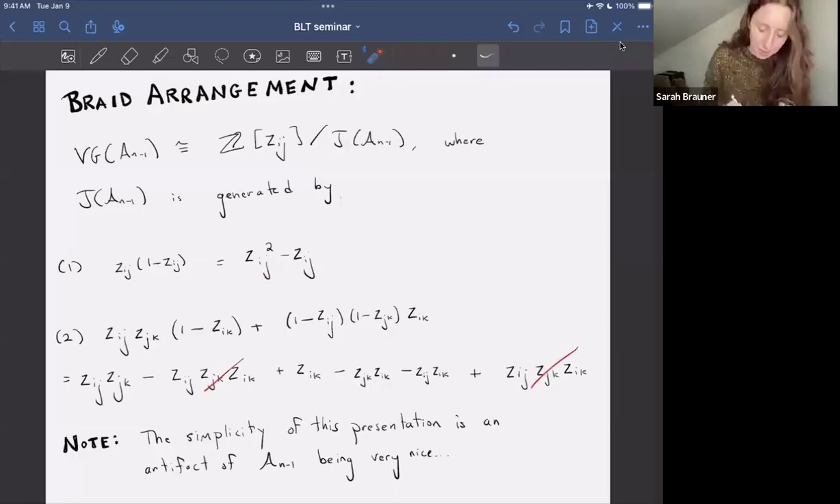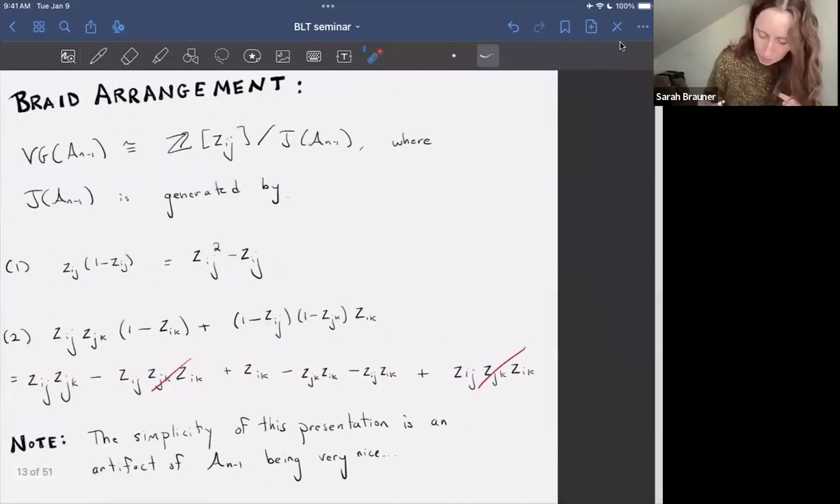And again, the fact that there are only 2 relations here is a product of the braid arrangement having a very nice circuit structure. But in general, you would have much more complicated circuit relations, and you wouldn't necessarily be able to write them all down in such a compact list.